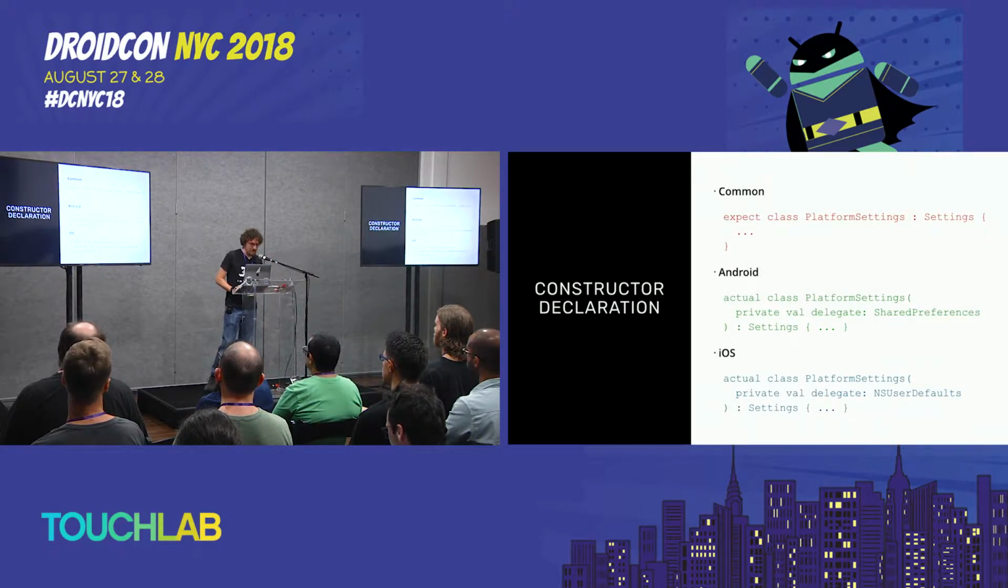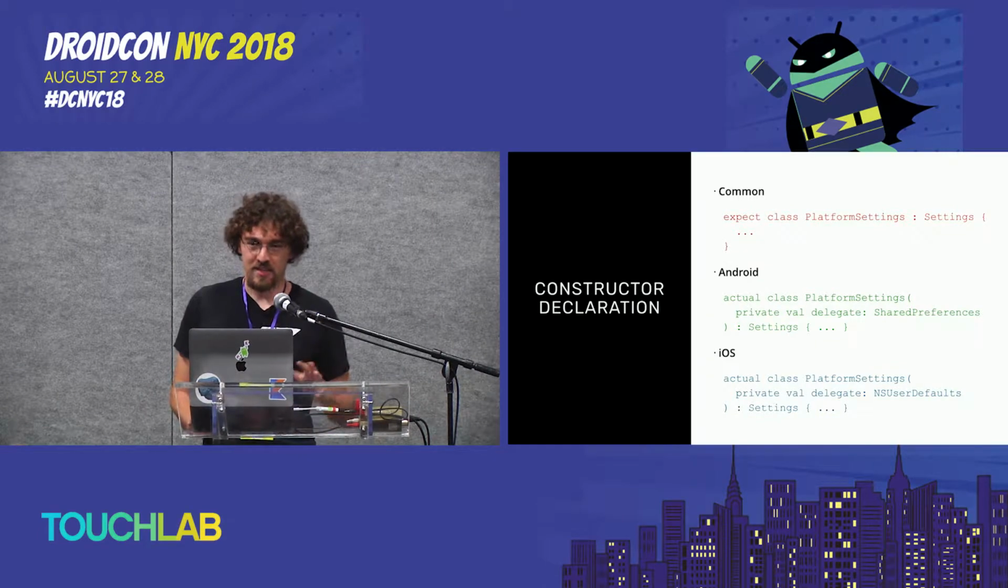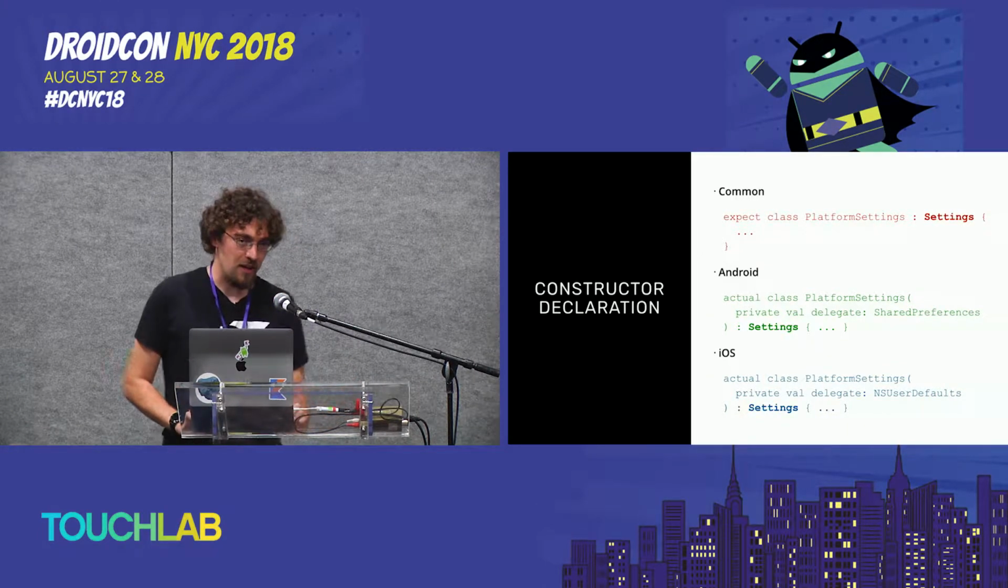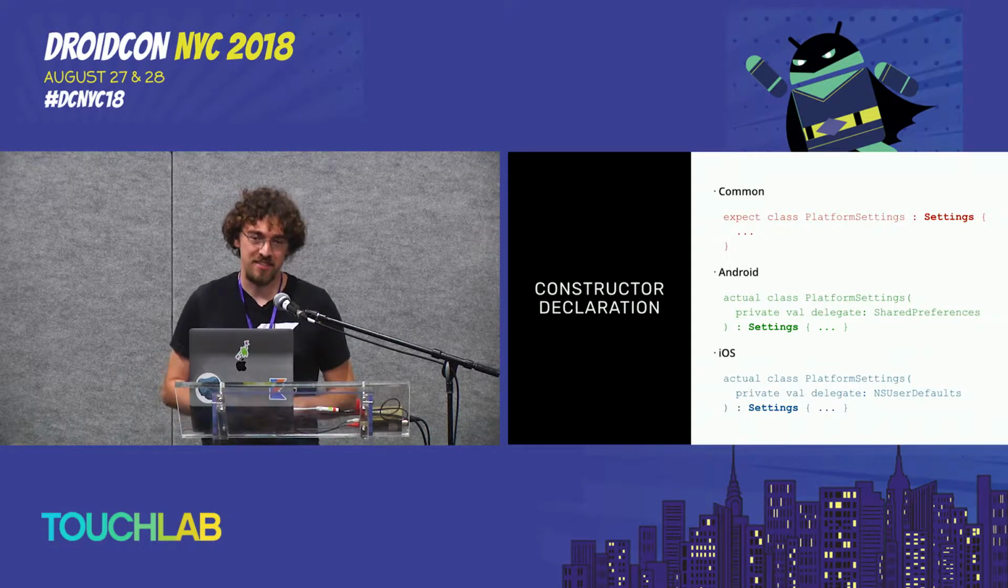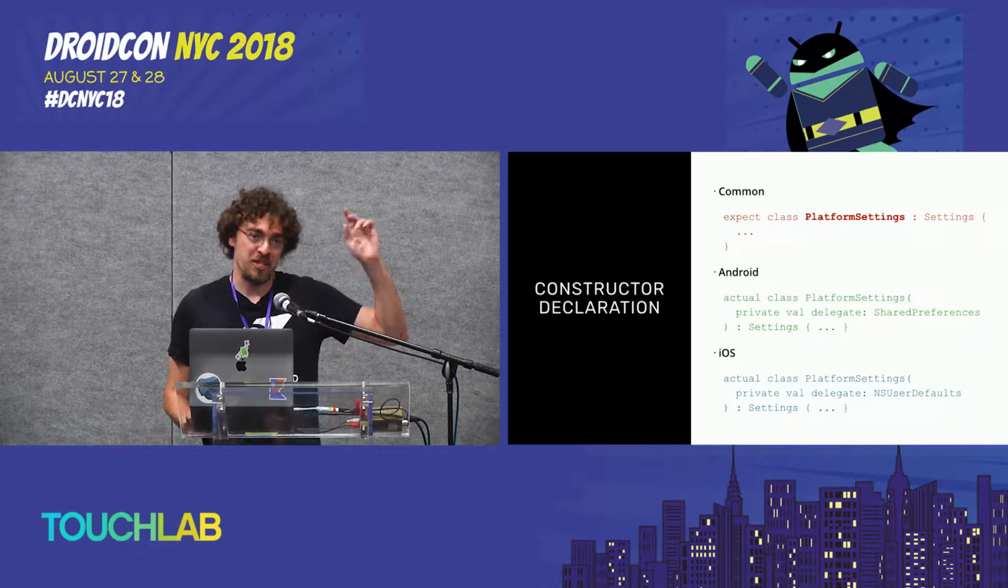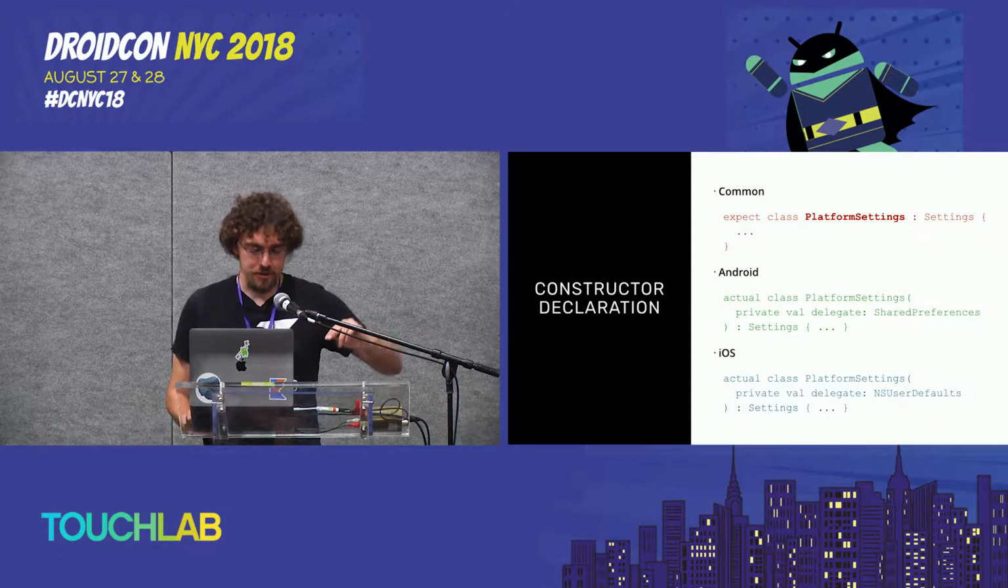So I'll talk through a little bit of code and kind of show you how this thing is built. The core of it, there's an interface called settings, which defines a bunch of get methods and put methods, exactly what you sort of expect if you're used to the shared preferences API. It has an implementation called platform settings, which is implemented using a bunch of expect actual declarations.